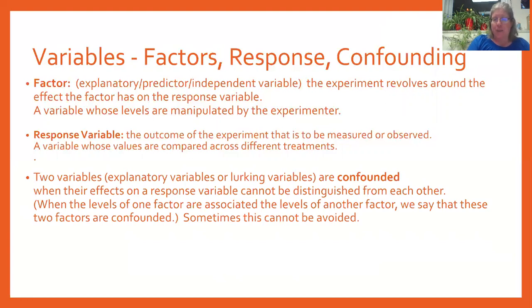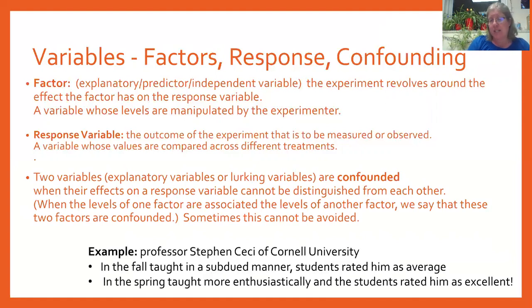Okay, two variables are confounded when their effects on a response variable cannot be distinguished from each other. Some people talk about this as you just can't tease apart these two variables to determine what's going on. And a lot of times this can't be avoided. Here's an example. Professor Stephen Ceci of Cornell University, in the fall, taught in a very subdued manner. Students rated him as average. In the spring, he taught way more enthusiastically, and the students rated him as excellent.